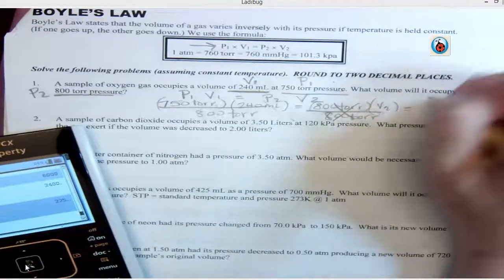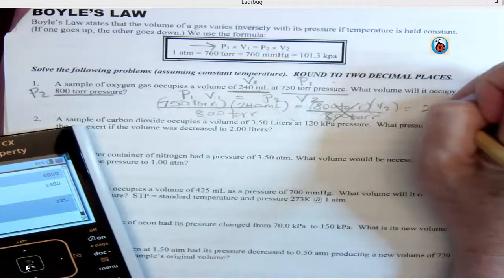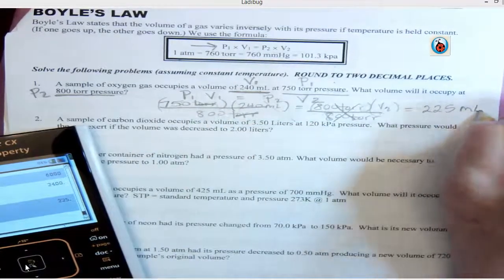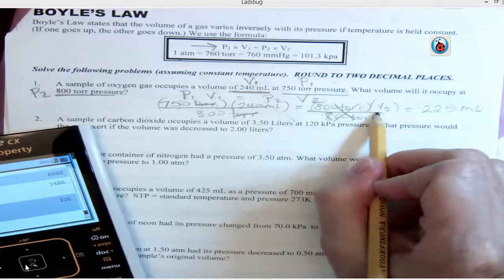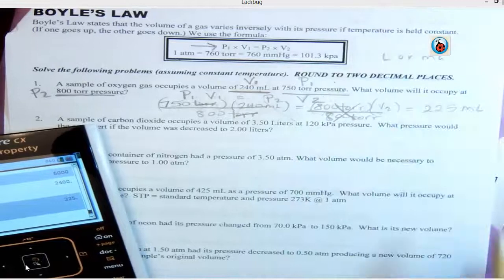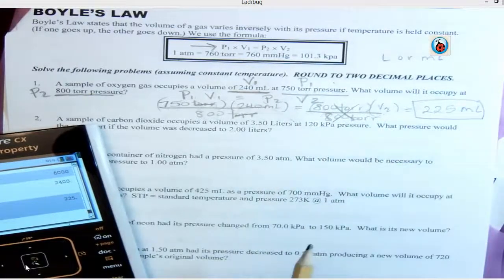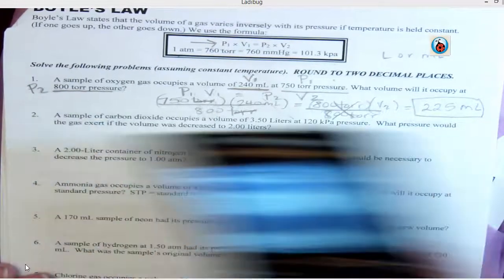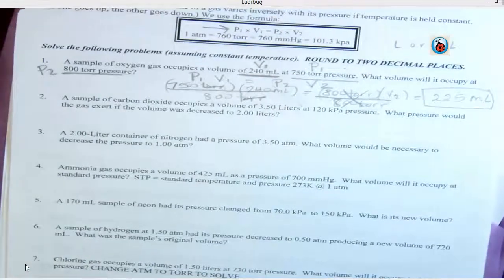So V2 equals 225 what? Well, torr cancels and we're left with milliliters because this is a volume. And what are we going to measure volume in? Liters or milliliters here. Okay, box up your answer. All right, if you have decimals, round off to 2 decimal places because you will have decimals.